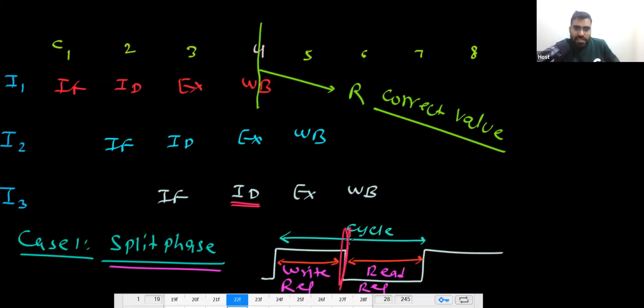Here your value is available, so we can read it in the decode phase. Do you agree? So there is no hazard, because you need this value and you can read it here. There is no problem. Basically, we are reading the correct value.